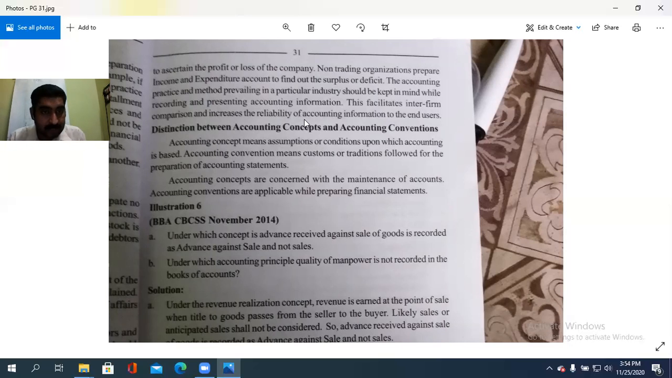So that is one difference: concepts are assumptions or conditions upon which accounting is based, while accounting conventions are customs or traditions followed for the preparation of accounting statements. The other one is that accounting concepts are concerned with the maintenance of accounts, while conventions are applicable while preparing financial statements. So to record or maintain accounts, concepts are required, while conventions are for the preparation of financial statements like trading, profit and loss account, and balance sheet. With this, we are going to conclude the first chapter.